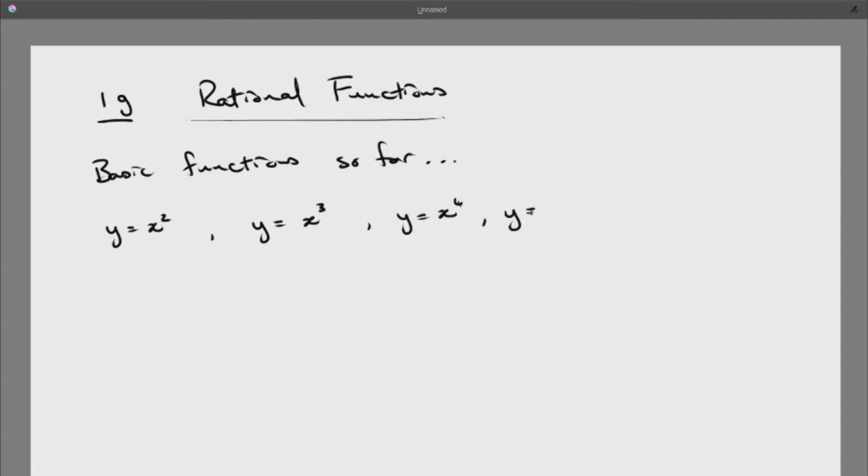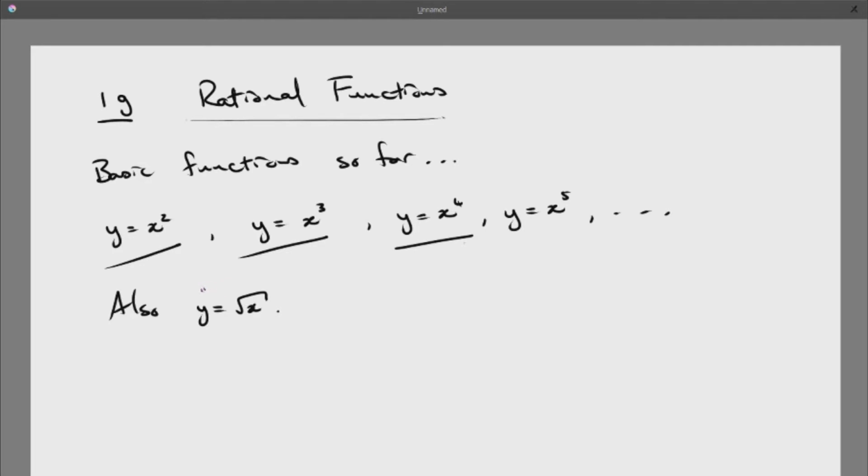Now technically you can keep going, x to the 5 and so on, but because x to the 5, 7, 9, 11 and all those look basically and behave very similar to x cubed, we don't really bother mixing them up too much. Same for all the even powers, x to the 4, x to the 6, and so on. So we really only have these three different ones. And then also we have y equals square root of x.